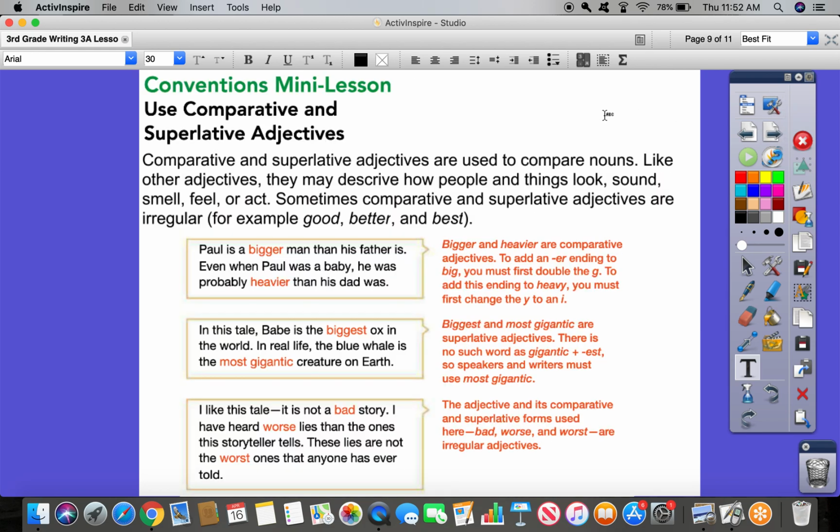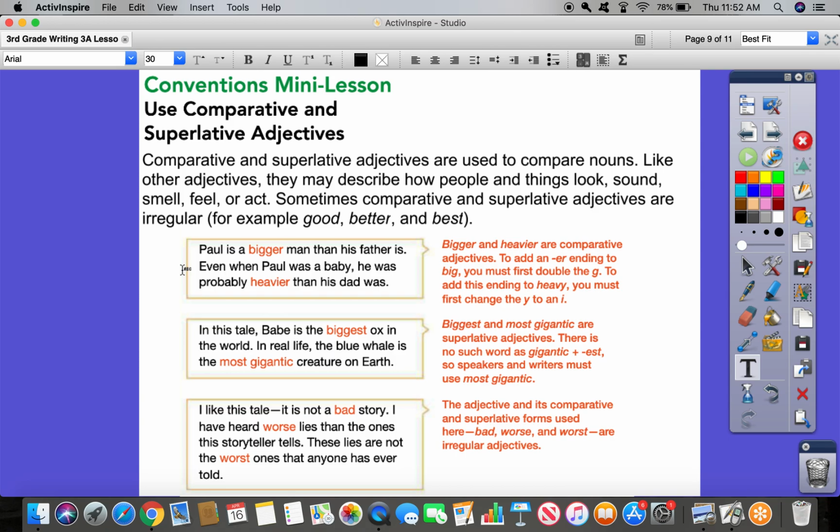Moving on to the conventions lesson, use comparative and superlative adjectives. Comparative and superlative adjectives are used to compare nouns. Like other adjectives, they may describe how people and things look, sound, smell, feel, or act. Sometimes comparative and superlative adjectives are irregular. For example, good, better, and best would be an irregular example.